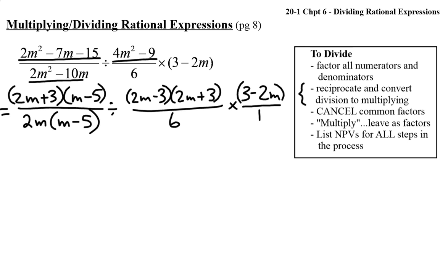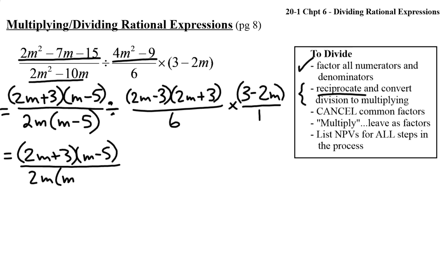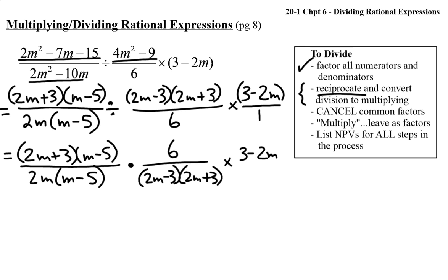So I can put it into fraction form just for consistency. So we factored all numerators and denominators. Reciprocate, make multiplying. That's only the division here. So that means the 2m plus 3 times m minus 5 isn't going to change. 2m times m minus 5 isn't going to change. But now we need to reciprocate. 6 is up on top. The 2m minus 3 and the 2m plus 3 are now in the denominator because we've reciprocated. And our last bit times 3 minus 2m. That doesn't change because it's multiplying.